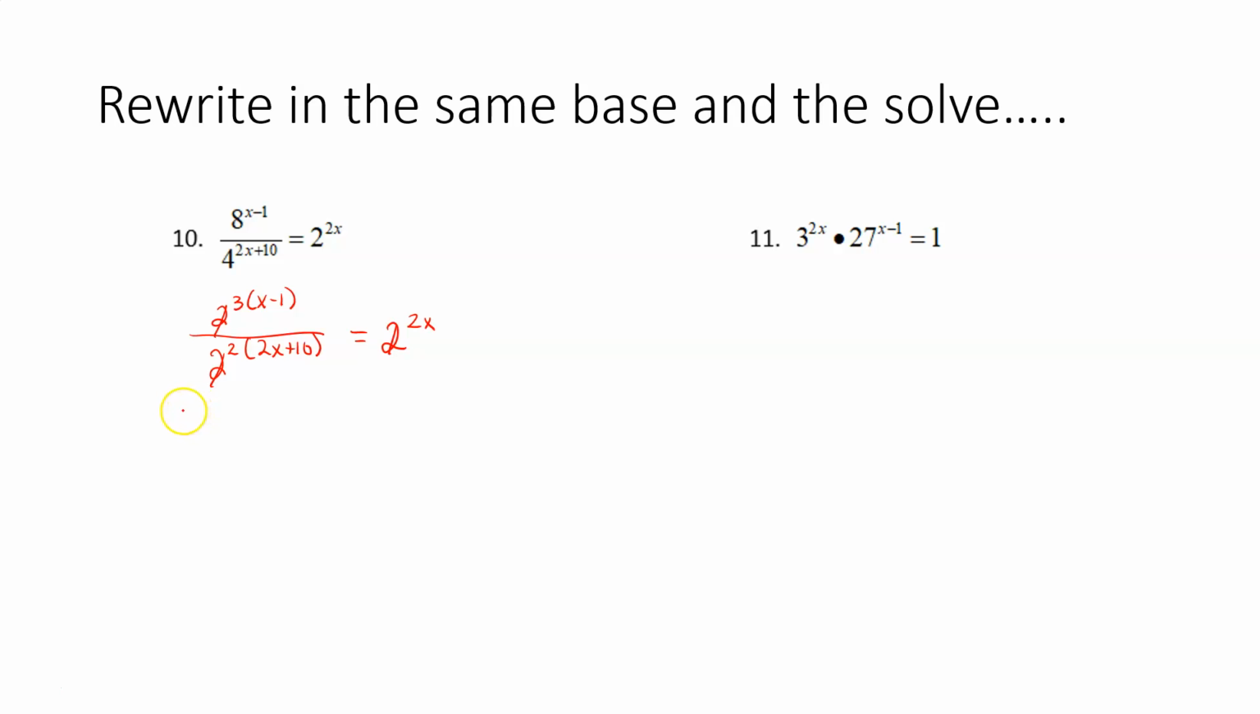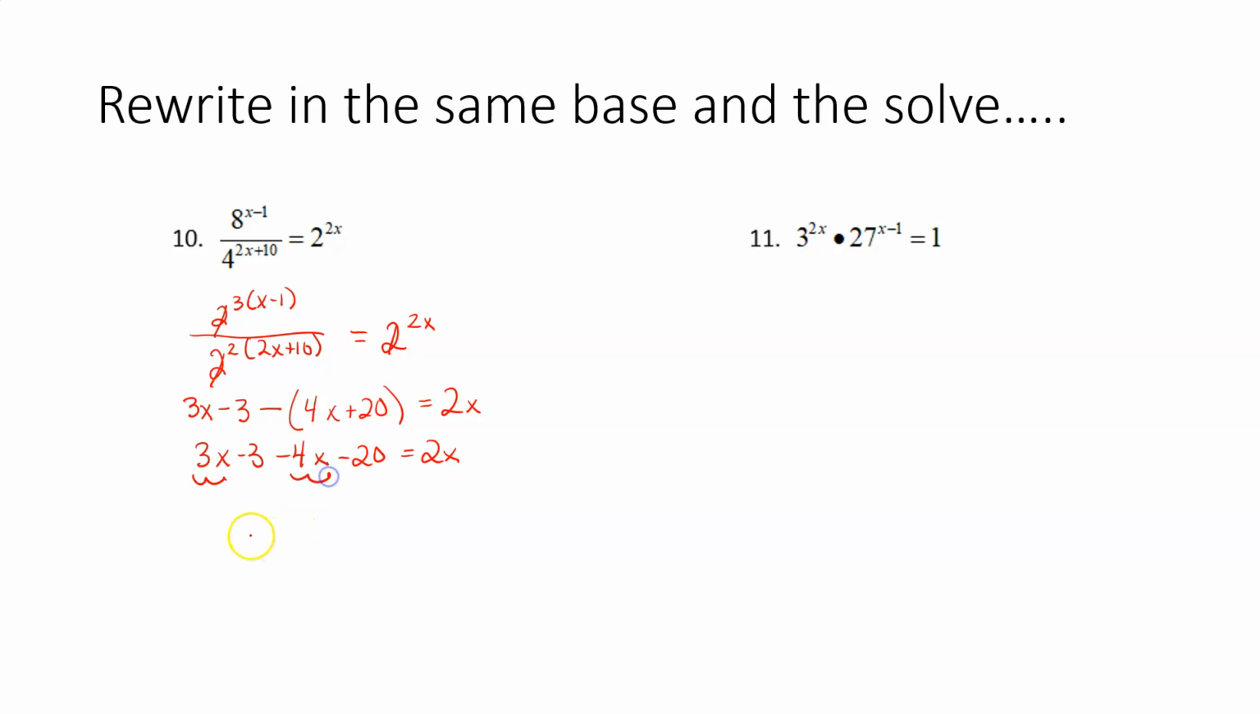So I am going to distribute. So I have 3 times x, which is 3x, 3 times negative 1, which is negative 3. Now I'm going to subtract, and in parentheses, I'm going to do this multiplication. 2 times 2x is 4x, 2 times 10 is 20. Okay, now I'm going to distribute that negative sign. So negative 1 times 4x is negative 4x. Negative 1 times 20 is negative 20. Now we can go ahead and solve.